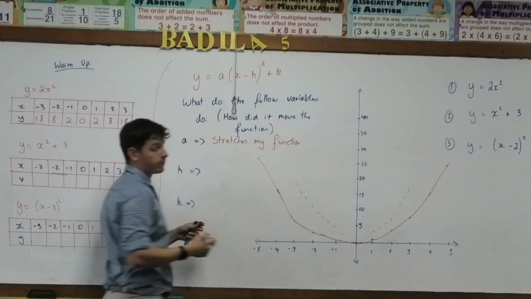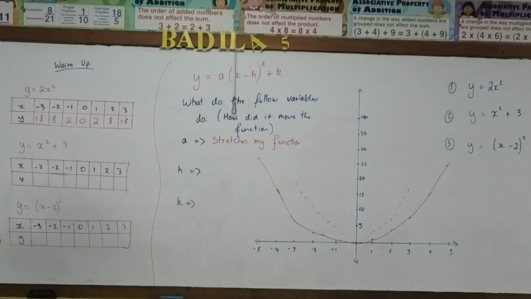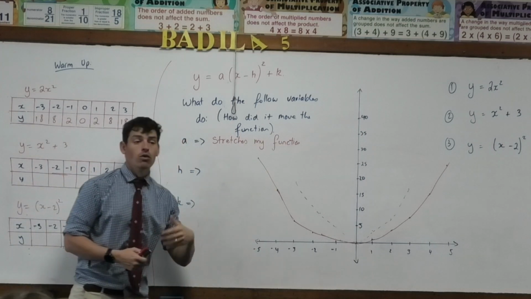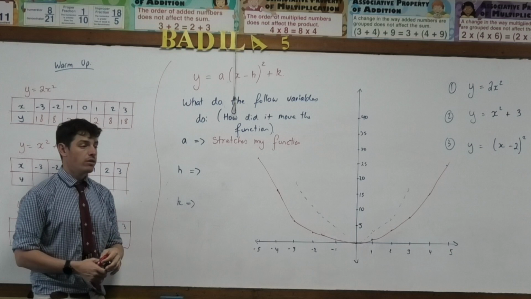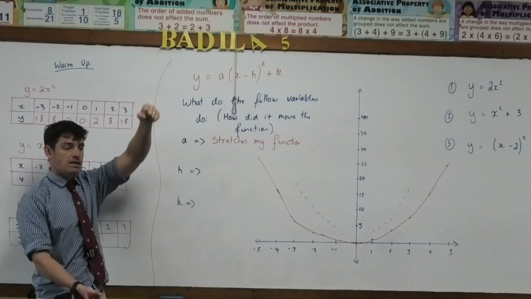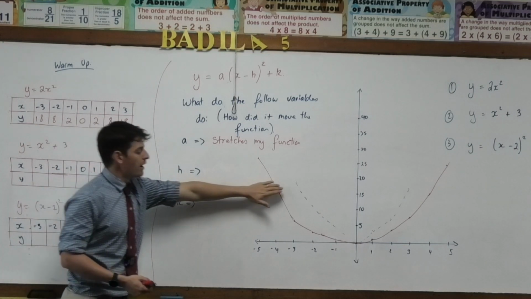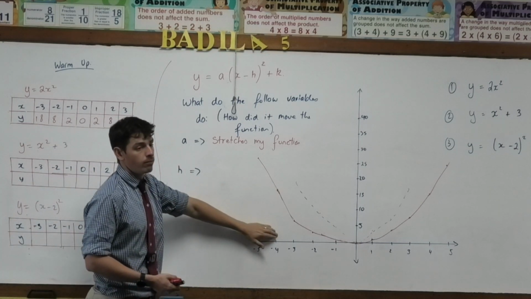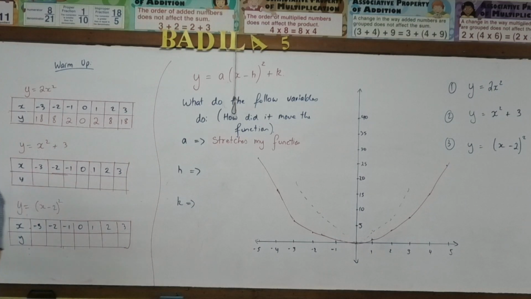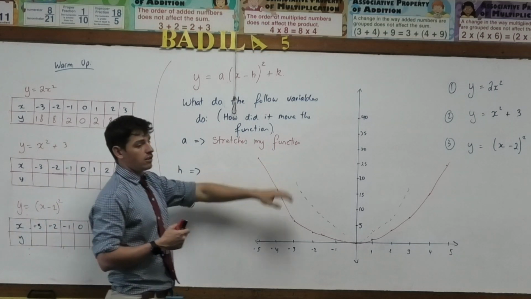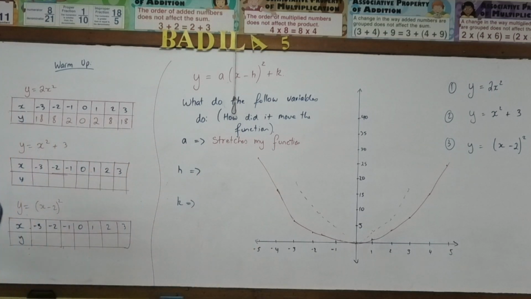Are we happy with that? Now because it was 2, I stretched it. What do you think would happen if it was like 4? How would that stretch? More that way or less that way? More. What if it was say 0.5? Would it be above my red line or below? Below. What about a negative value? Negative, so that was negative 5. Below the line. Very good. So the a value stretches my function. It's called a dilation, for those of us who are aware.